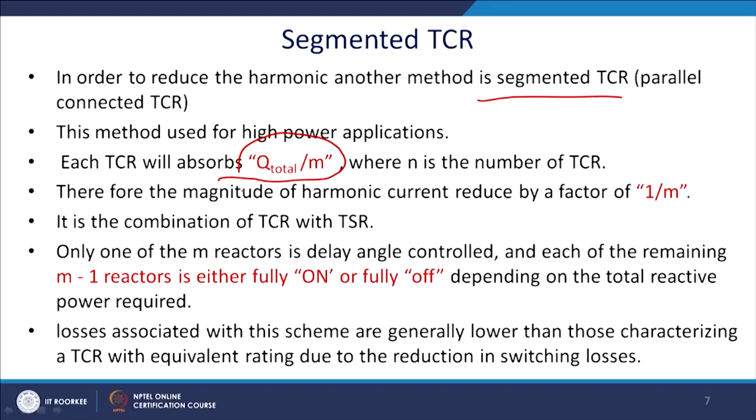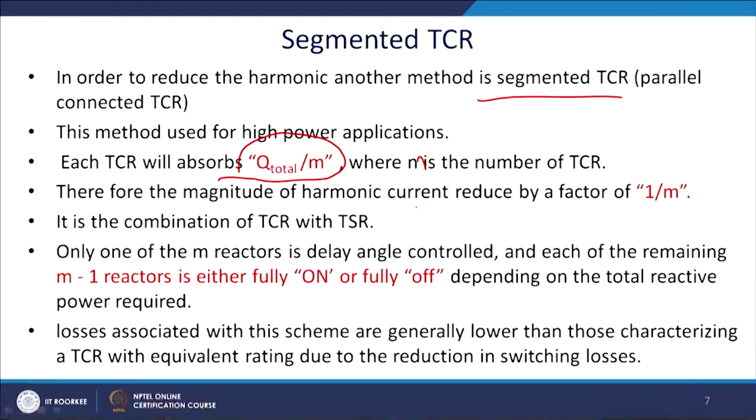So, what does it give? It gives a redundancy. If one of the blocks is not working, there will be M minus 1 blocks, and ultimately the whole system will work, where M is the number of TCRs. Sorry, it will be M, not N.